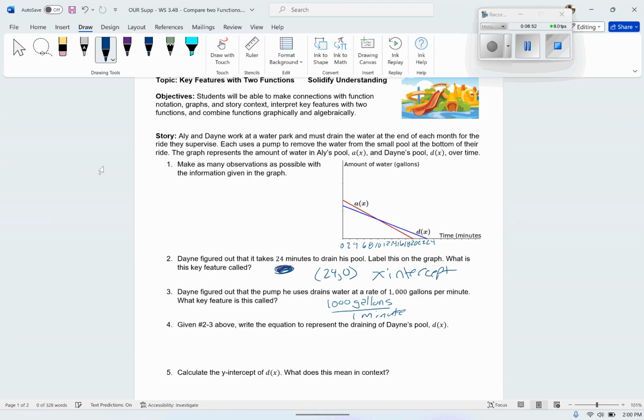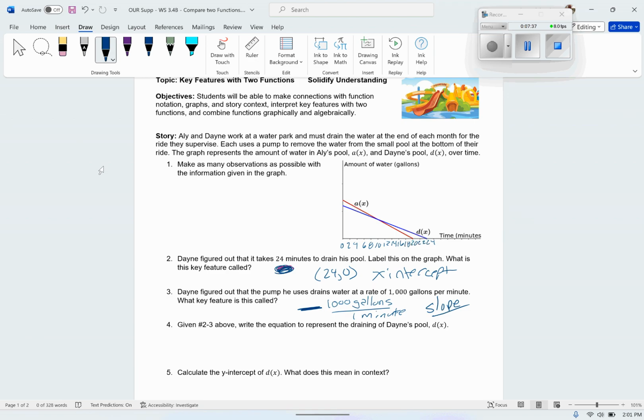Now, what does that kind of look like? Does that look like an x-intercept or a y-intercept or a slope? Yeah, I think it's a slope. Now, let me ask you this. Dane's is the blue line, right? D at x, right? What kind of slope is that? Is it a slope of 0, a positive slope, or a negative slope? What do you think? What kind of slope do you have here? Negative. So we're going to make sure it's a negative out front. We have a negative slope because we're draining away, right?